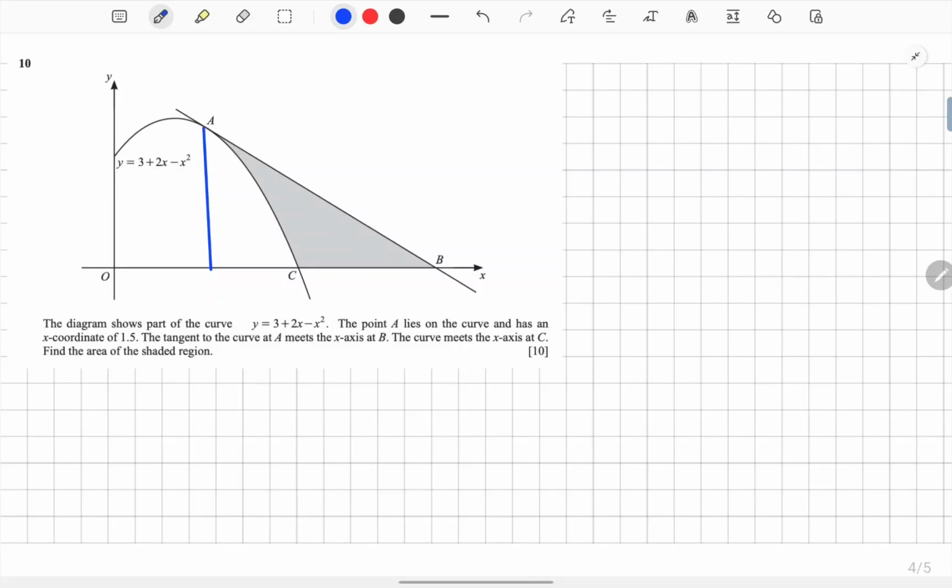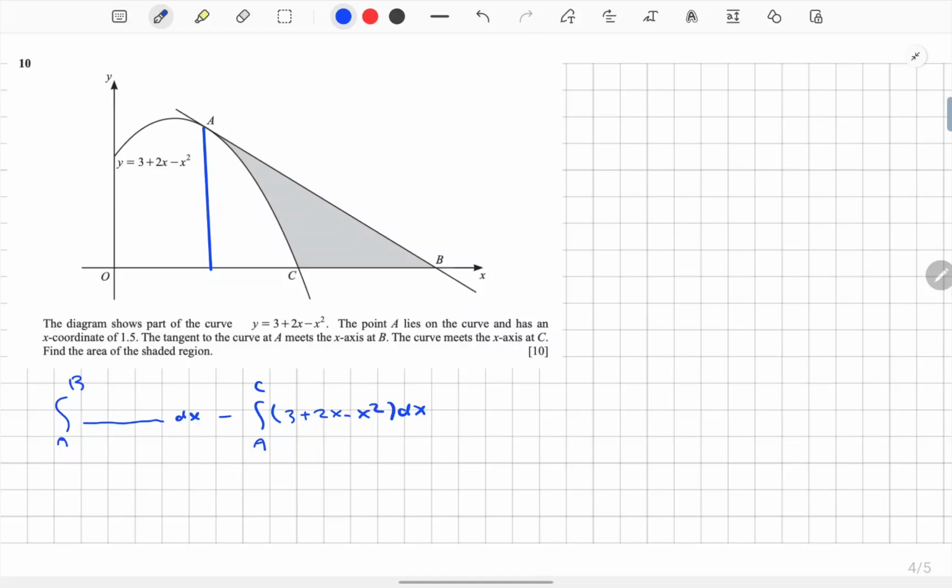And the plan for this question is that we'll integrate this line function from A to B. Then we'll minus the integral of 3 plus 2x minus x squared dx from A to C. So we can minus this area. So we'll find the line function first.